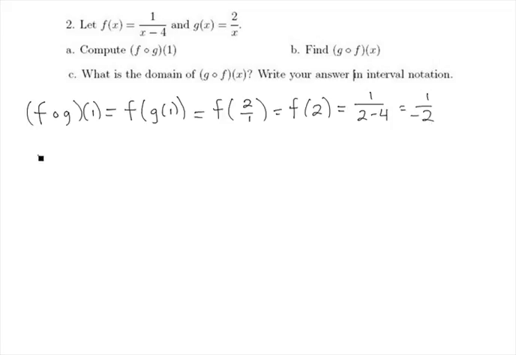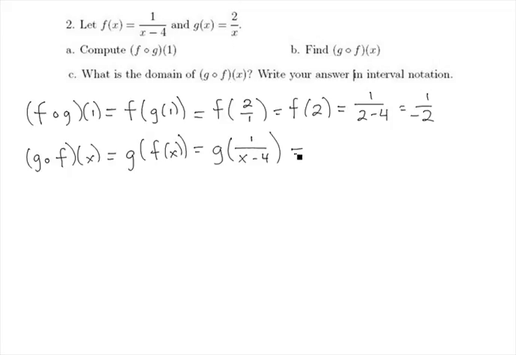Part B asks us to do nearly the same thing, but with an x instead of a 1. So here we have g of f of x. f of x is defined by the function 1 over x minus 4. And now wherever we see an x in our definition for g, we're going to replace it with 1 over x minus 4. So we have 2 divided by 1 over x minus 4.